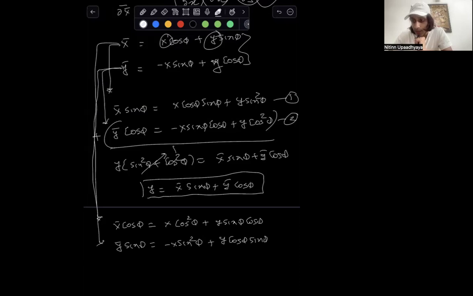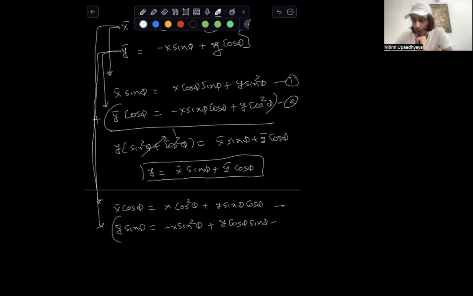And in order to eliminate these two terms and obtain x, what we now need to do is subtract these two expressions. If I subtract these two, then on the right hand side, I again have x as a common factor: cosine square φ minus sine square φ. The two terms get added to again give me x. And on the left hand side, I have x̄ cosine φ minus ȳ sine φ.